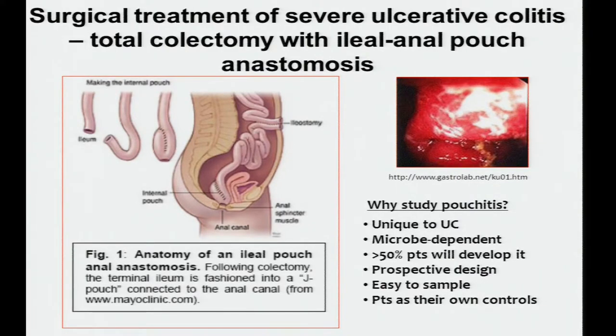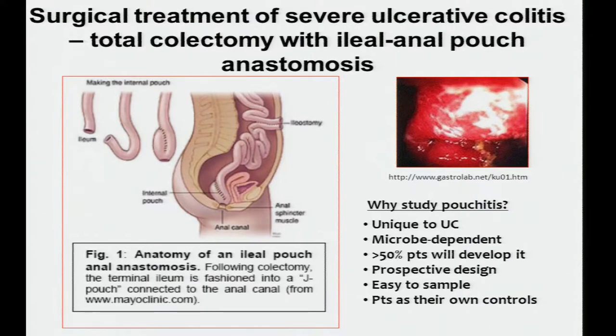So this is something that we think is unique to ulcerative colitis and may recapitulate some of the pathophysiological events related to that disease. We know it's microbe-dependent because the treatment of choice is antibiotics. Most of the patients will develop this condition within a year, which makes it an ideal project because you can do it prospectively. You can sequentially sample your patients unprepped and over time and be able to maybe capture events before they happen. And then patients serve as their own controls, which I think is very important to design in most human trials that look at the microbiome.